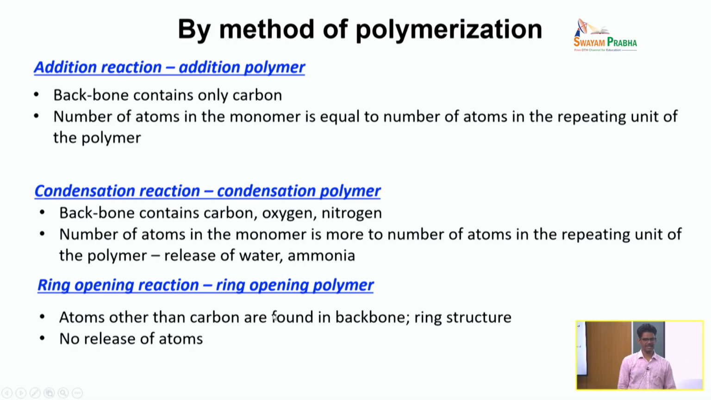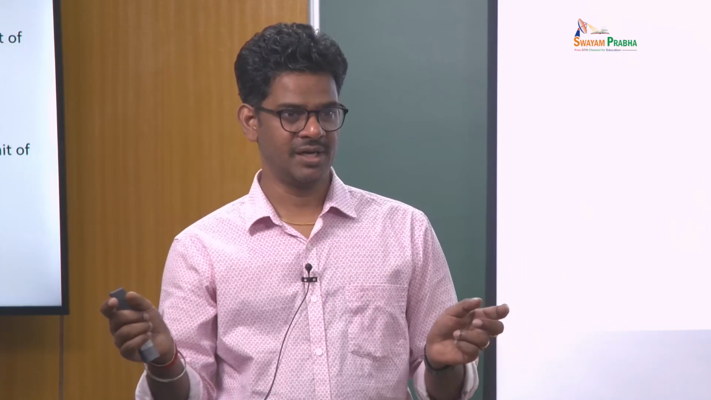So what do we mean by an addition reaction? Addition reaction basically means that typically they will have carbon in the backbone and you basically add up in the main chain. If you count the number of atoms in the repeating unit of the polymer and in the monomer, they will be the same number, equal number.